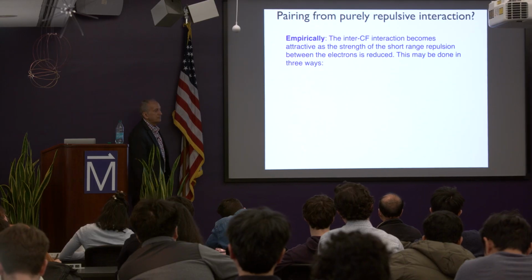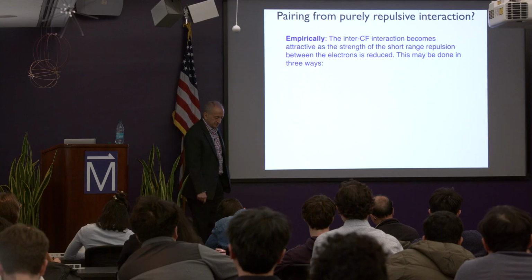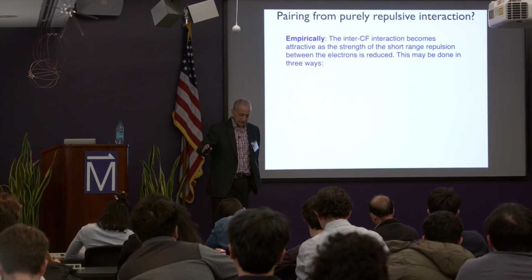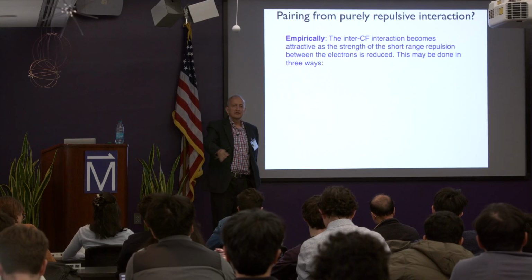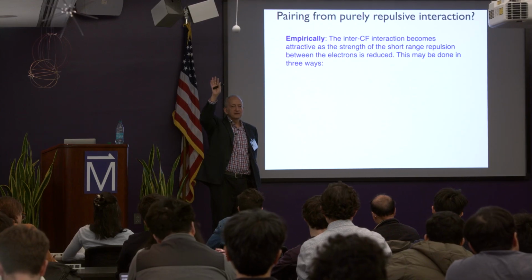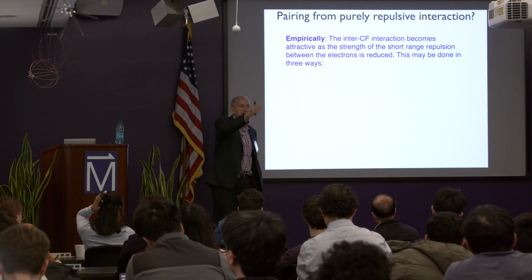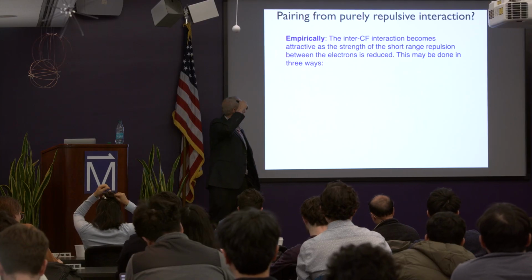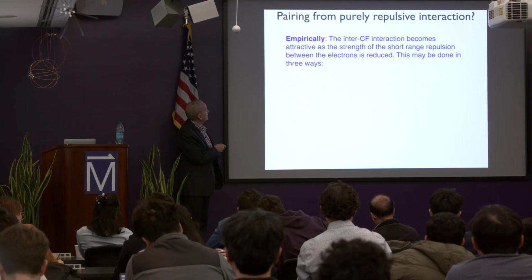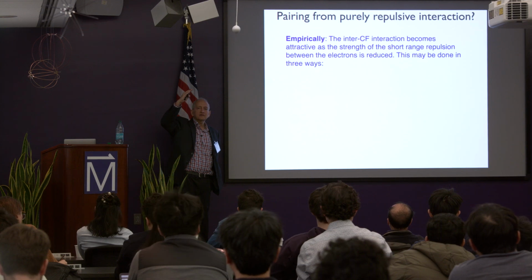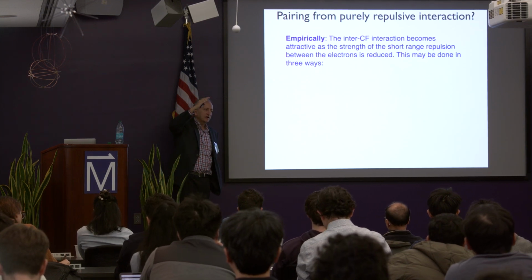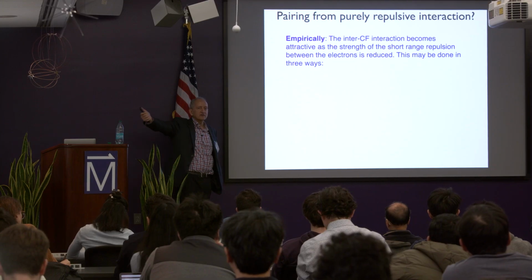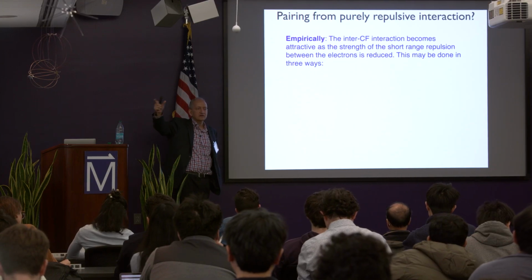Now, empirically, what we have found is the following. If you take a system where the short-range interaction is very strong, then you don't see any pairing. Short-range interaction between electrons is very strong, you don't see pairing. But if you reduce the strength of the short-range repulsion, at some point the interaction between composite fermions becomes attractive and you see pairing.